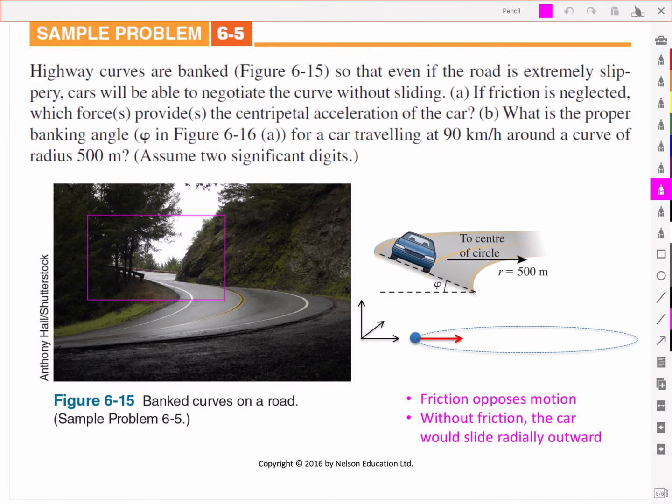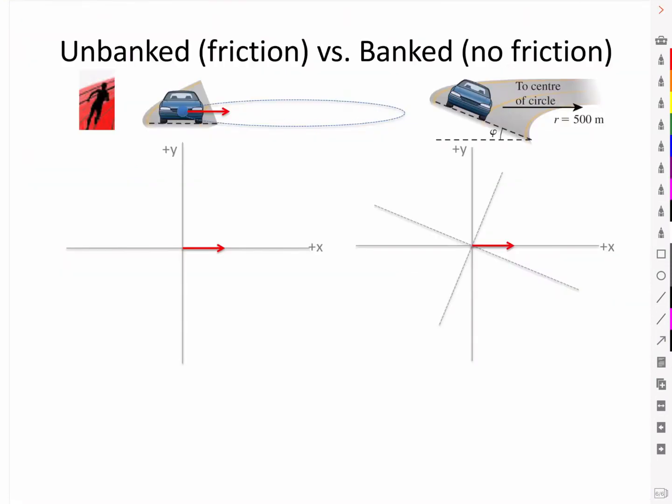So the schematic on the right corresponds to the curved road up here on the left. The friction opposes any radial or outward movement in this direction. And without it, the car would slide radially outward into the guardrail. Let's look at the two scenarios now, an unbanked and a banked road, and their corresponding free body diagrams.